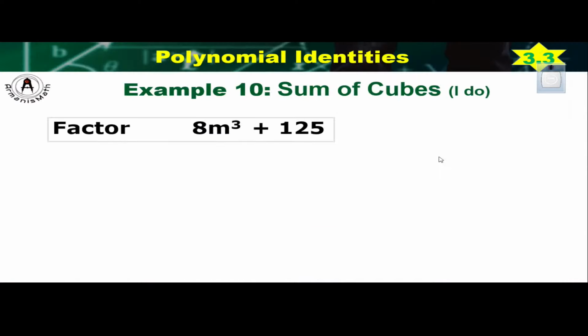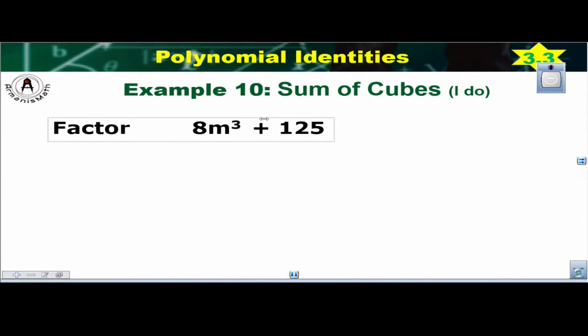Let's take an example. I've got 8m cubed plus 125. What's the difference between this one and a couple of problems ago? Well, this is a plus, an addition. So I'm just going to cut to the chase here. What's being cubed here is the 2m. What's being cubed here is a 5. So basically, I've got myself two parentheses like this.